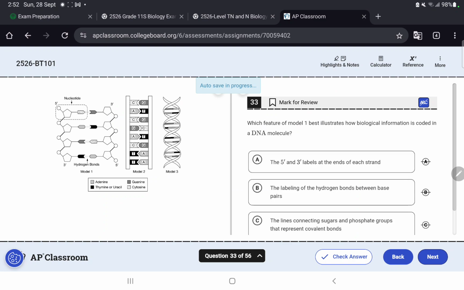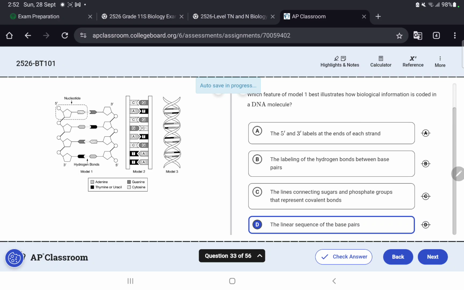Which feature of Model 1 best illustrates how biological information is coded in a DNA molecule? So as you can see here in diagram 1, Model 1, it shows you the base pairings, which is why the linear sequence of base pairs is the correct answer.